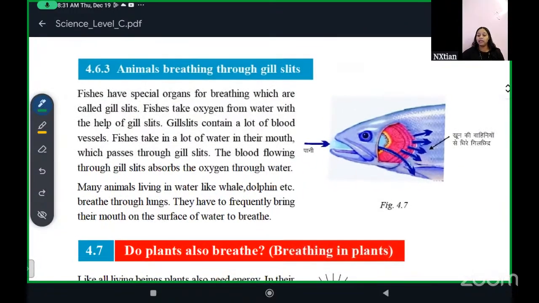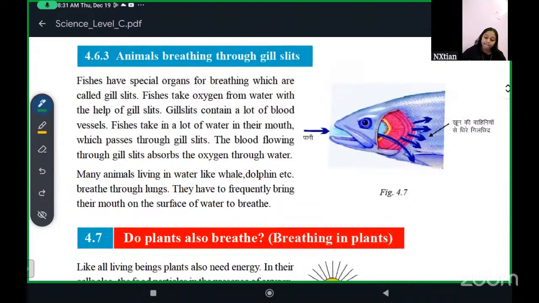Then we know that fish breathe through gill slits. They have this feature for breathing that is known as gills, or gill slits, which has a lot of blood vessels, and water passes through the gill slits.